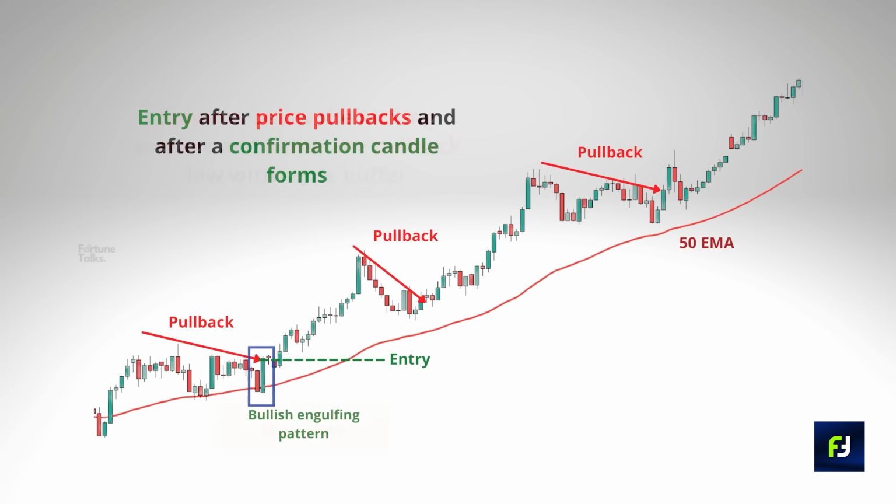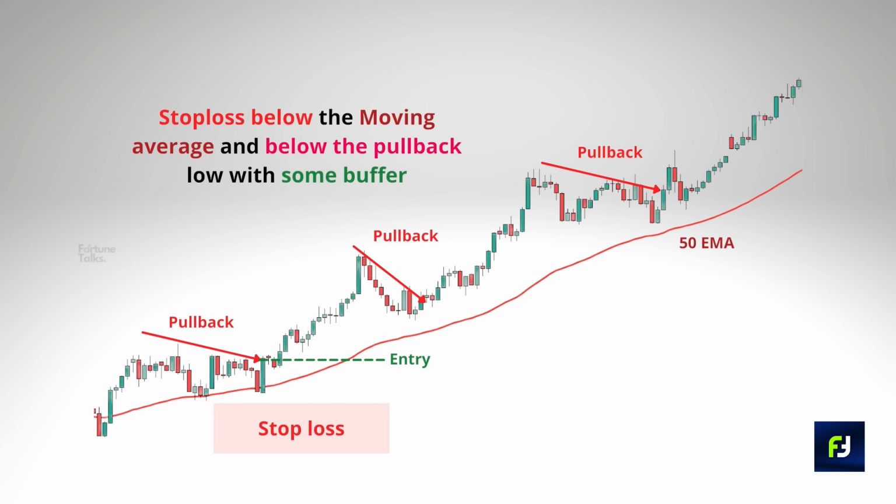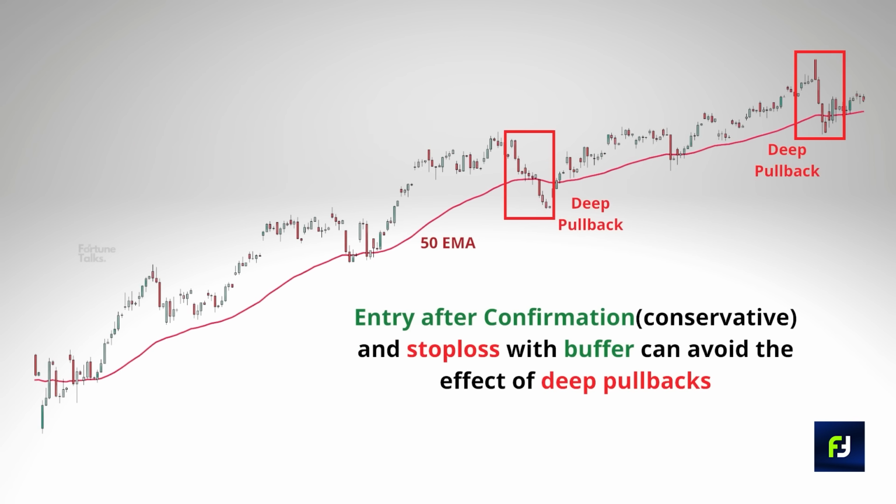You can place a stop loss below the moving average line, adding some buffer space, because it is very common for the price to overshoot the moving average and show very deep pullbacks. And that is why you need to give your stop loss more breathing room if you choose such a pullback strategy.